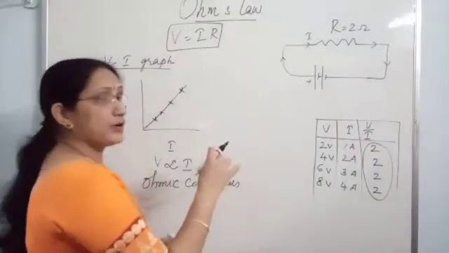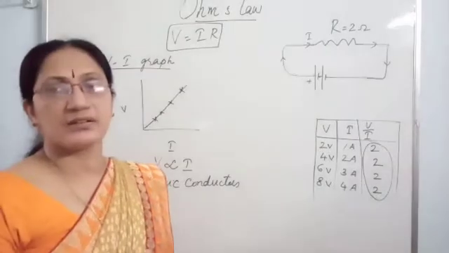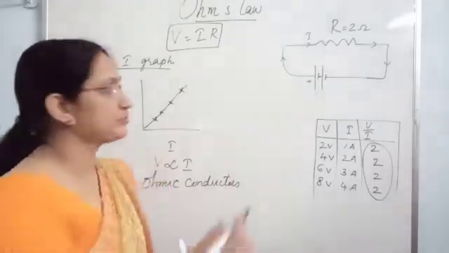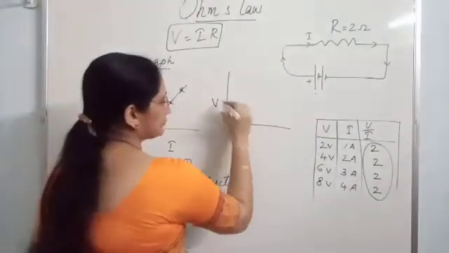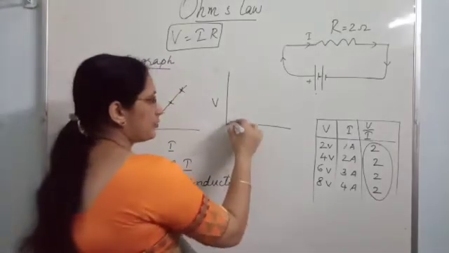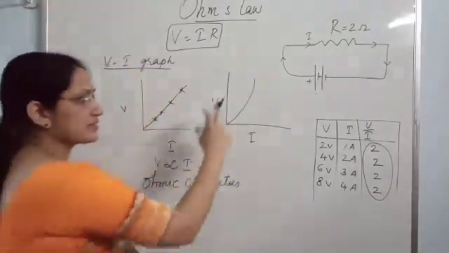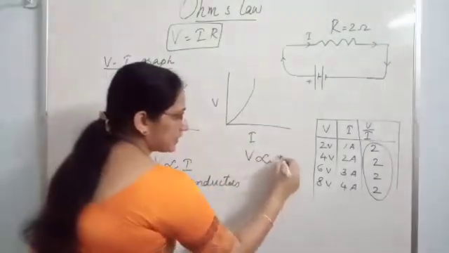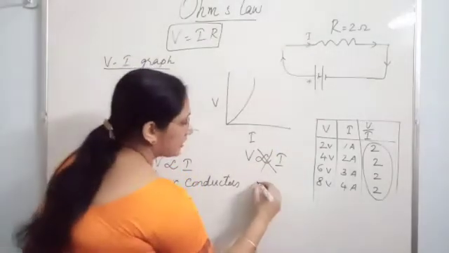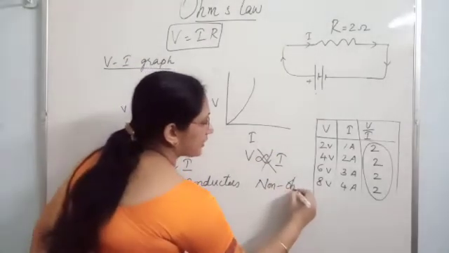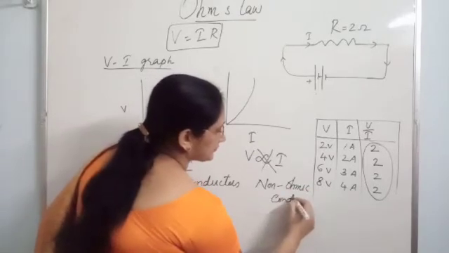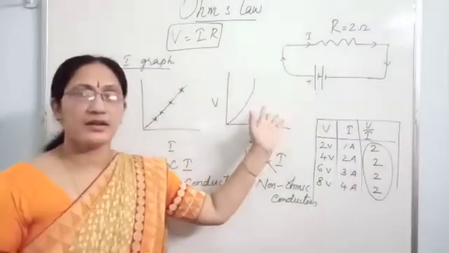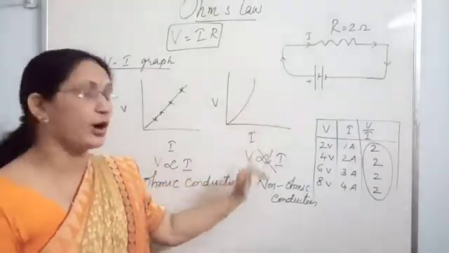Then, for some conductors like junction diodes, LED, if you plot VI graph, it will not be a straight line. You may get a curve like this. That means that conductors are not obeying Ohm's law. For them, V and I are not directly proportional. We call them as non-ohmic conductors. And examples are electrolytes, LED, filament of the bulb. These things are not obeying Ohm's law.